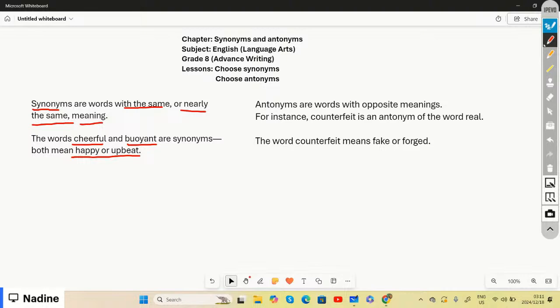And then we have an antonym. Antonyms are words with the opposite meaning. So it's basically the opposite of synonyms. Synonyms are words with the same meaning or almost the same meaning, whereas antonyms are words with the opposite meaning.